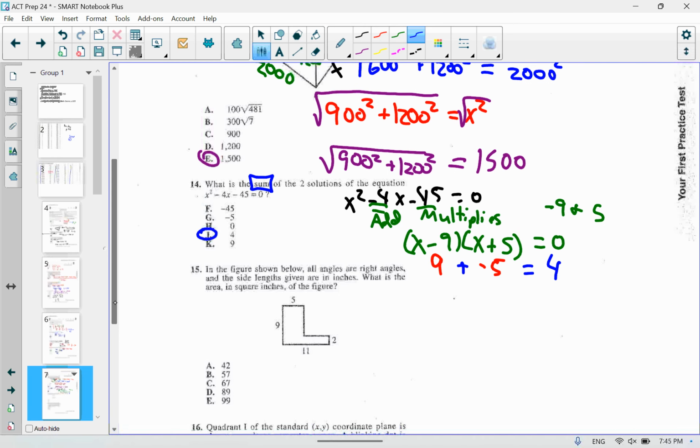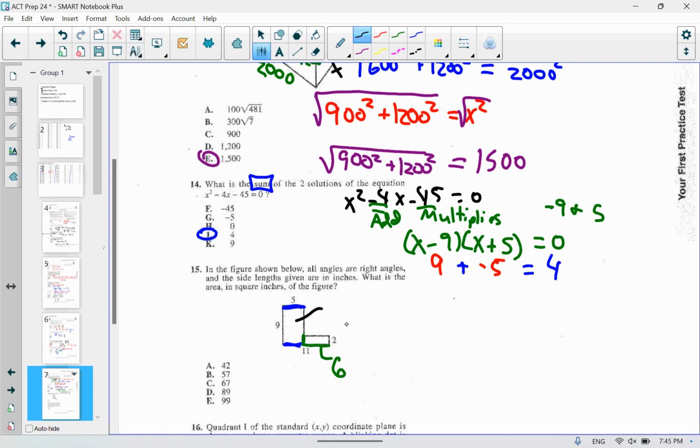15 is dealing with a complex figure. If this length is 5, this length is also 5, and if the whole thing is 11, if I cut this off, this distance right here has to be 6. And this divides this into two different areas that are easier to find the area.